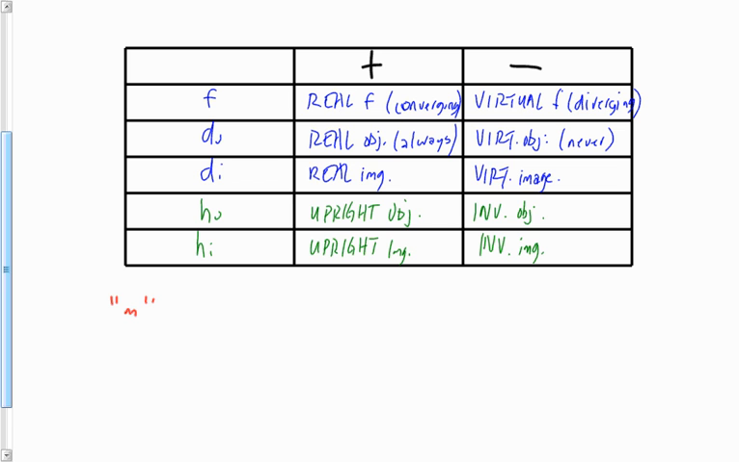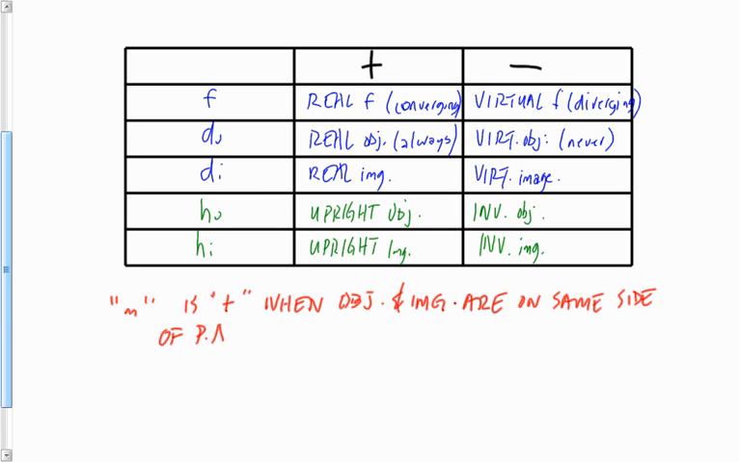When's it positive? It's almost the same as hO and hI, right? Almost. M is positive when the object and the image are on the same side of the principal axis. In other words, if they're both right side up or they're both upside down, we're going to make M a positive value.